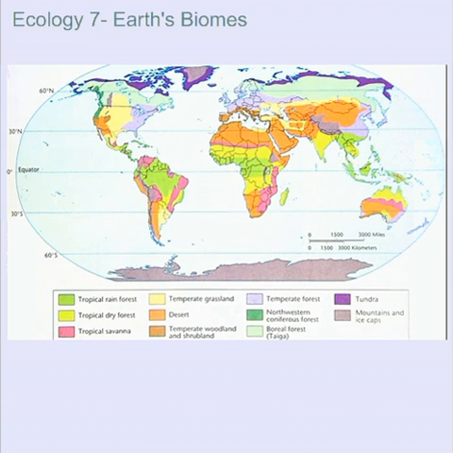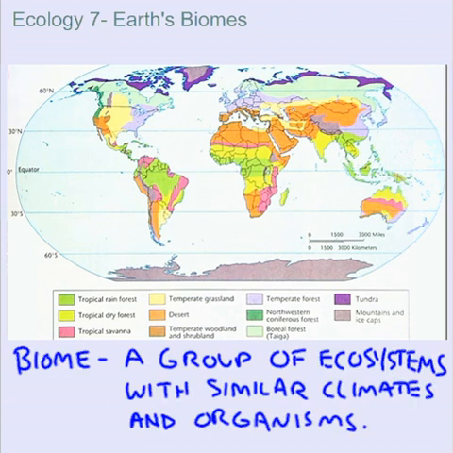Today we're going to be talking about Earth's biomes. This map shows some of the major biomes found throughout the world. A biome is a group of ecosystems with similar climates and organisms. So each one of these colored regions you see on the map is going to have a certain climate.